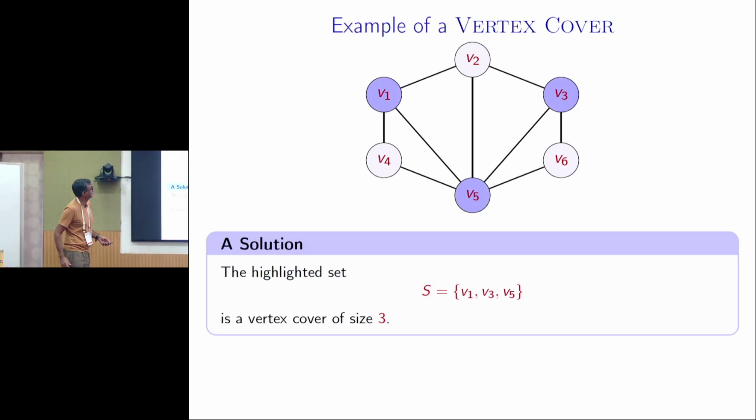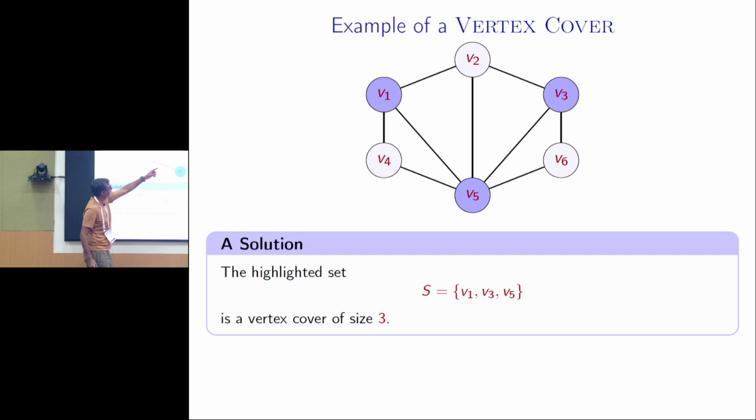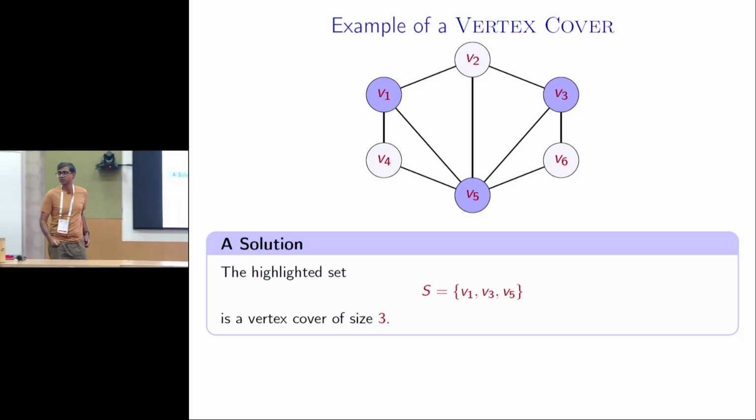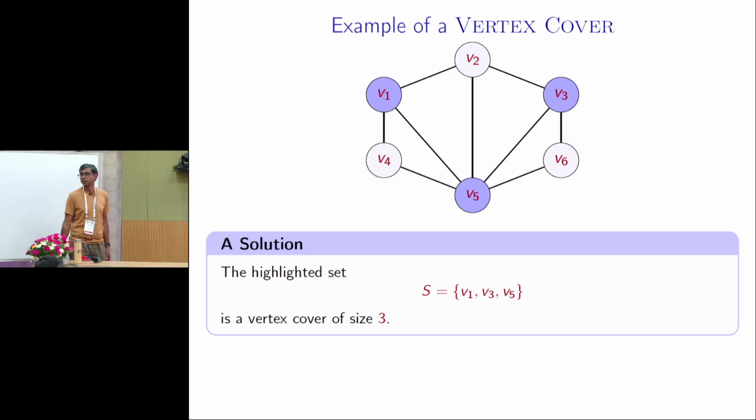So for example, if you look at V1, V5, V3, then every edge has at least one endpoint in the selected set. So this is what will be my vertex cover. Okay? Any problem with the problem? So we all are there. Okay, good.